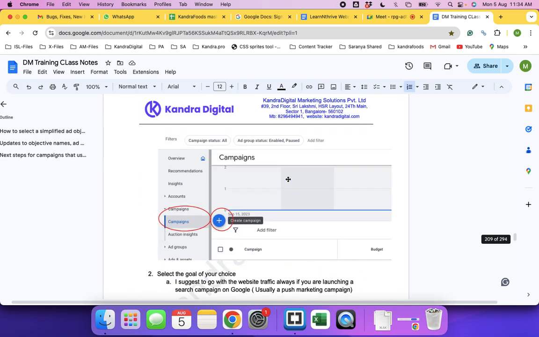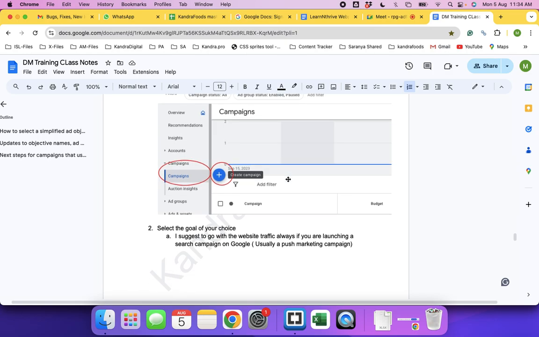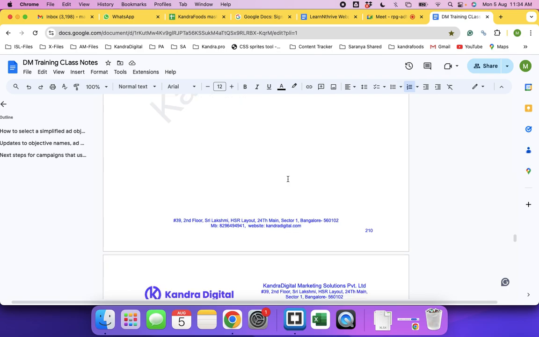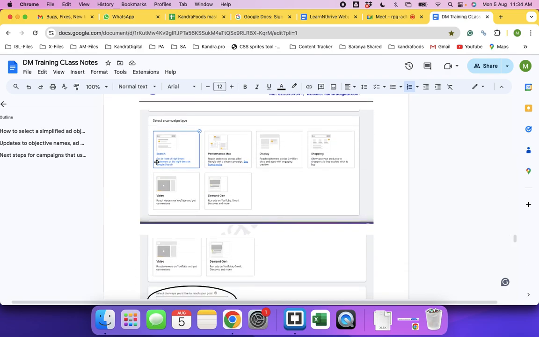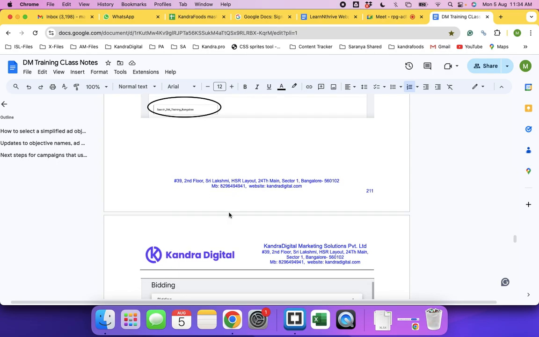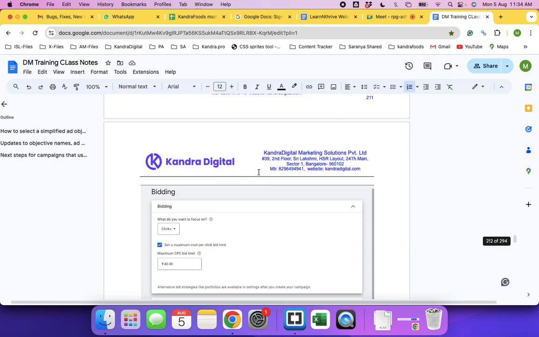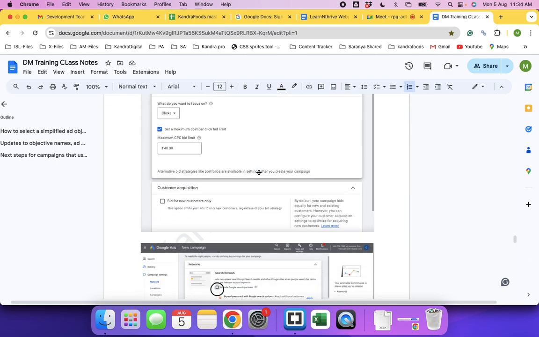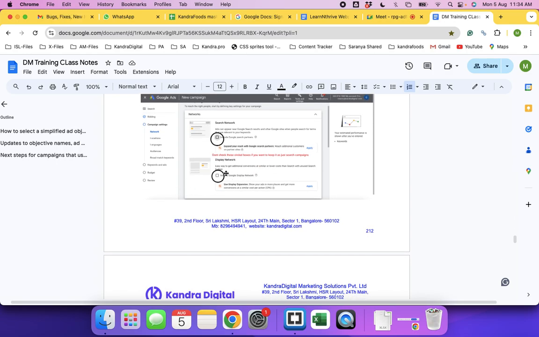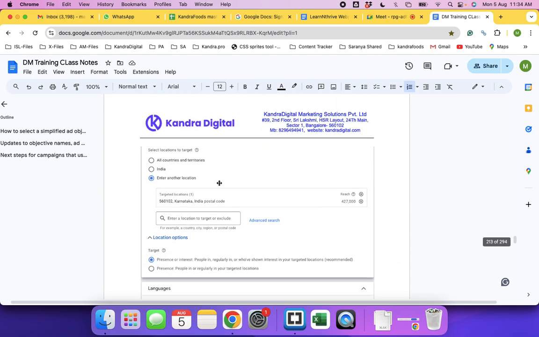So this one also I have explained it to you all already. Campaigns, create campaign, and you'll be selecting website traffic and pick the campaign type, search, right? You have everything with screenshots. You are giving the campaign name. So I'm suggesting not to pick these two things. Uncheck them always.